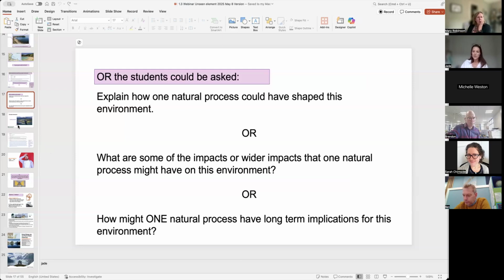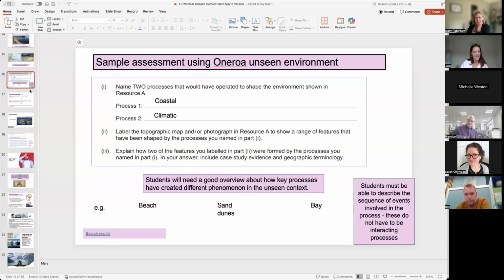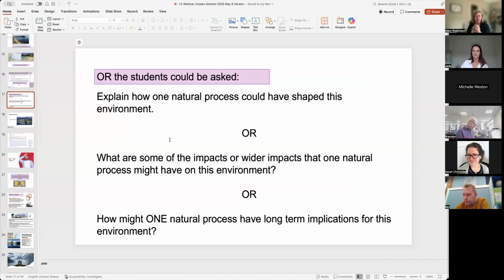There is a question in the chat. So when it says case study information, it means specific evidence from the resource, not case study evidence from the actual case study. Yeah, that's correct. And maybe that is a bit of a funny wording in the sample paper, because we know that part A, or question 1, is not about their case study.